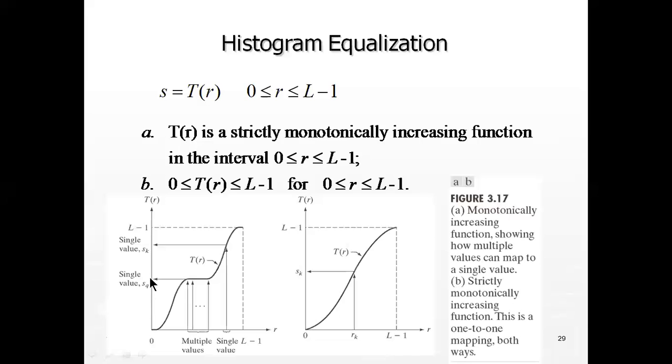For a single value of s_k there are multiple values of r_k, as you can see over here. For different values of r_k from here to here, you have the same value of s_k. So this is not strictly monotonically increasing, but still it is monotonically increasing. But this is a strictly monotonically increasing function, wherein you can see that one input point will have a one-to-one mapping with the output point. So this is a one-to-one mapping between r and s.